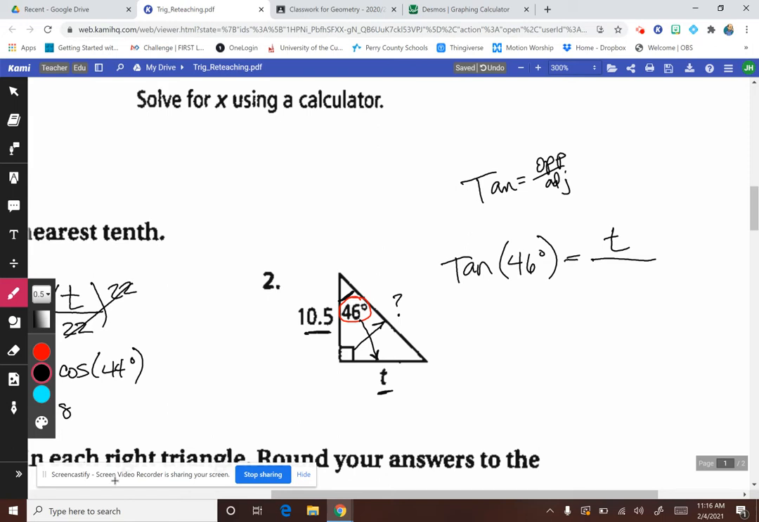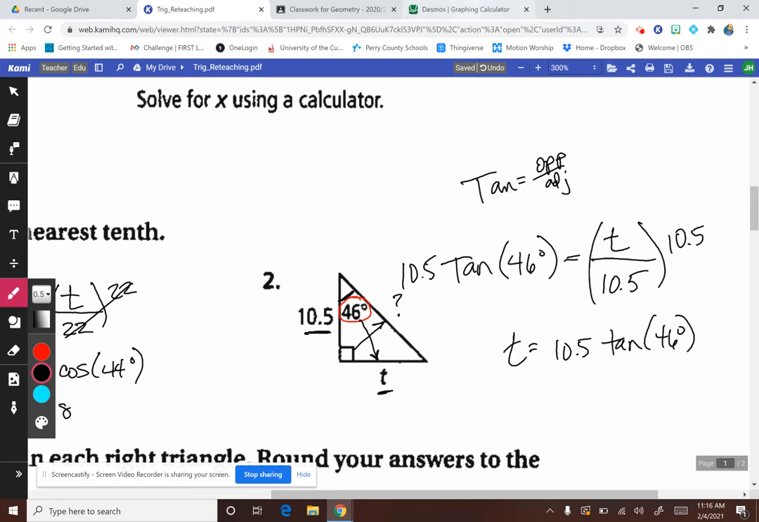Now let's think about, okay, what about the bottom here? What am I going to do? Well, that's adjacent, right? So this side is adjacent. So it would go right here, 10.5. Now, again, we've got a similar situation that we had last time in that we have our T on top, okay, and we have 10.5 on the bottom. So I'm dividing by 10.5 right now. The inverse of that would be to multiply by 10.5. Well, if I multiply this side by 10.5, I'm going to have to multiply this side by 10.5 as well, okay? Which means I end up with T equals 10.5 tangent 46 degrees.